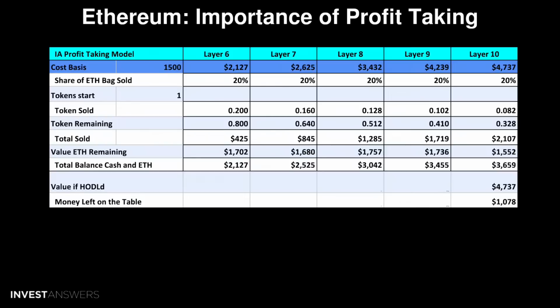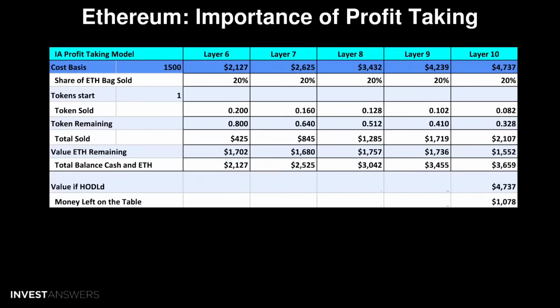That means if you held the 1 ETH, and it went to 4,737, where I believe it'll go this bull run, which is pretty much where it went last bull run. But if you waited and didn't take profits along the way, you could collect, if we hit layer 10, 4,737. If you sell up along the way, not only do you keep, same thing, 1/3 of the ETH that you had, but also you only leave $1,000 on the table, and that's magical. So again, a bird in the hand is worth two in the bush. Always take profit off the table when you can.